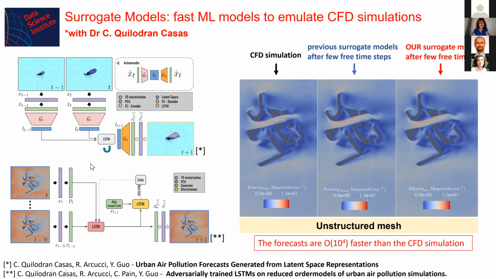And this is done essentially always with the same technologies. There are a bunch of basic technologies like encoder, decoder, recurrent neural network. Again, here there is this LSTM, long short-term memory, which is a recurrent neural network. And again, we combine them to have these models that are of the order of 10^4 times faster than a standard CFD simulation.